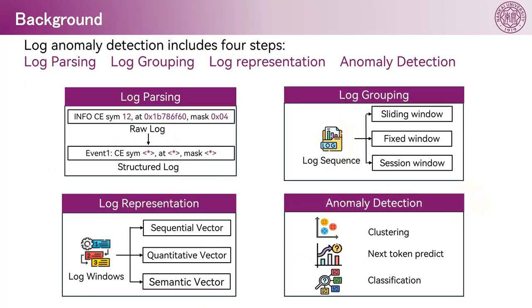Next is log grouping. In this step, we need to group log events based on a specific window. Common grouping methods include sliding windows, fixed windows, or session windows. And the third step is log representation, where the grouped logs are converted into vector representations that can be used for machine learning models. The final step is anomaly detection. At this stage, we use various machine learning algorithms to analyze the logs, like clustering, next token prediction, and classification.